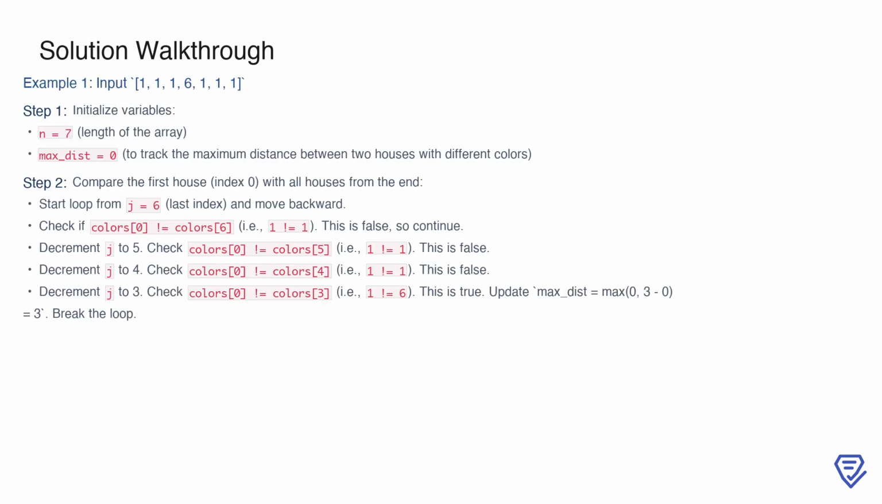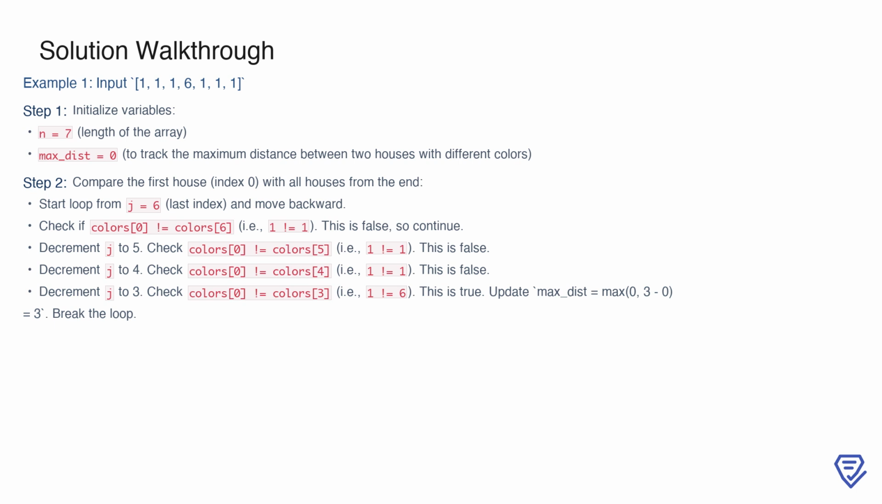We start with example 1, where the input array is 1, 1, 1, 6, 1, 1, 1. First, we initialize two variables, n, which is the length of the array, n equals 7, and max_dist, which is set to 0 to track the maximum distance between two houses with different colors. Next, we compare the color of the first house, located at index 0, with the colors of all houses starting from the last house and moving backward.